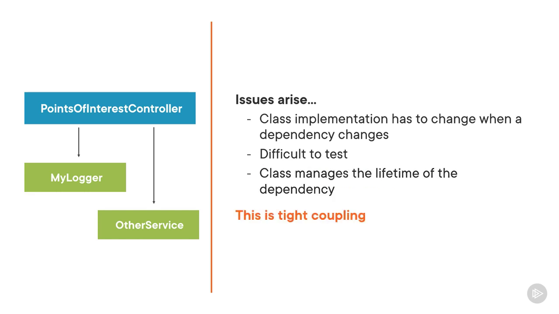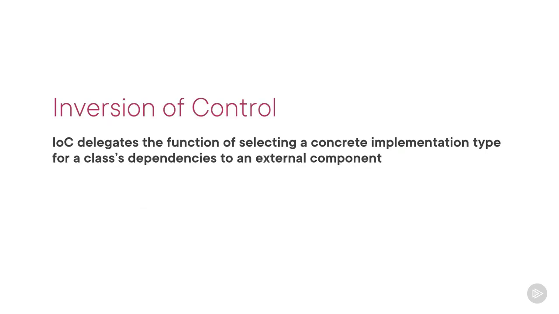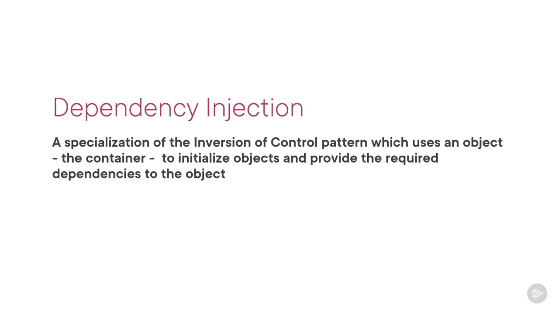And that's where the IOC pattern comes to the rescue. It delegates the function of selecting a concrete implementation type for the controller's dependencies, which is the logger, to an external component. But how do we do that? Well, that is where the dependency injection pattern helps. This is a specialization of the inversion of control pattern. The dependency injection pattern uses an object, the container, to initialize objects and provide the required dependencies to the object.